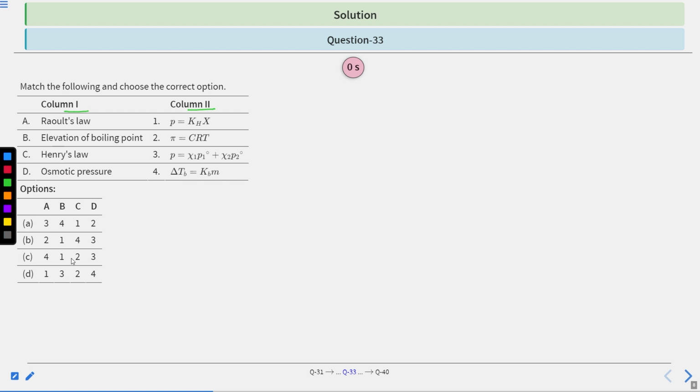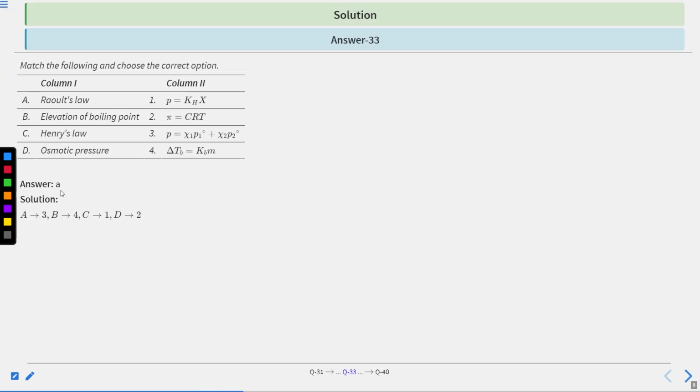Okay, so let's see. So the correct answer is option A. So A will match with third, B will match with fourth, C will match with first, and D will match with second row. So A is for third. So Raoult's law is P equals to mole fraction of solute into vapor pressure of pure solute plus mole fraction of solvent into vapor pressure of pure solvent.